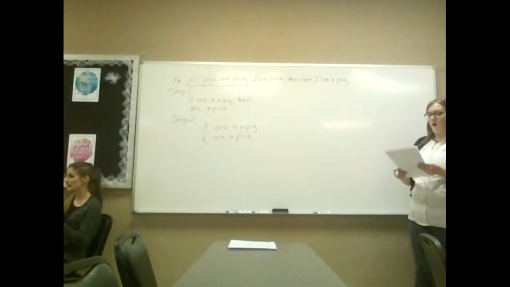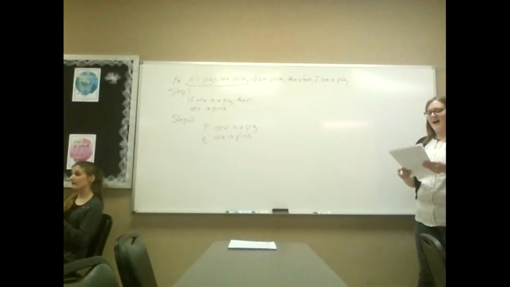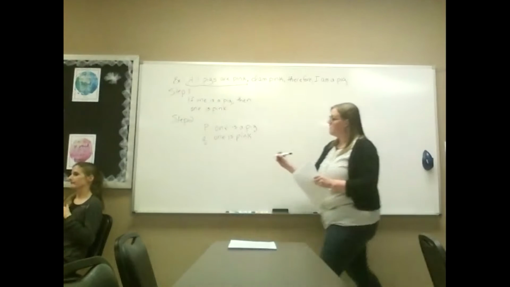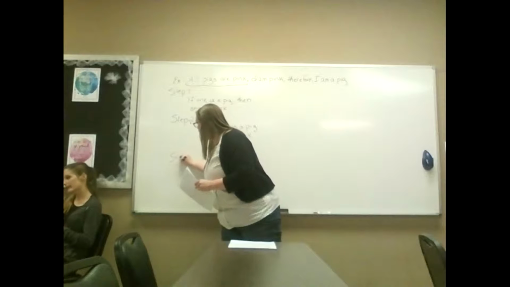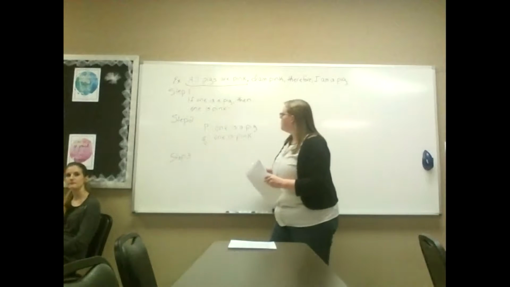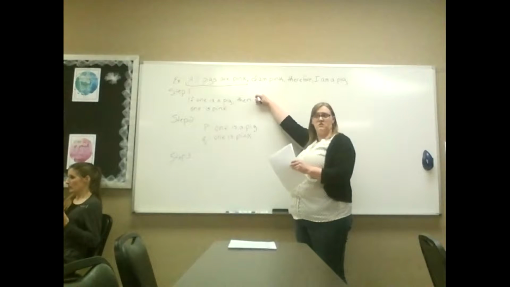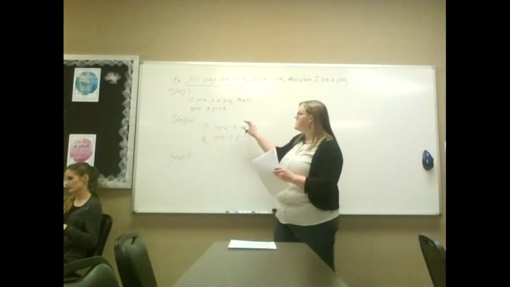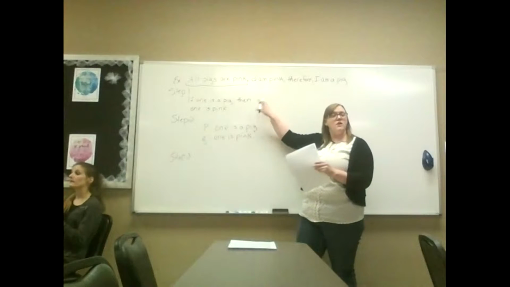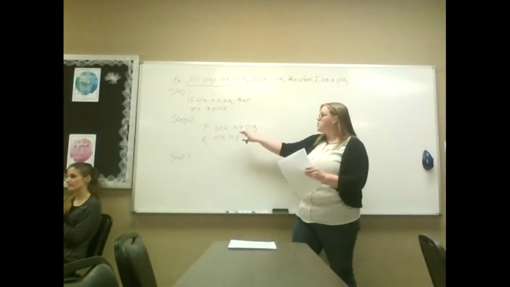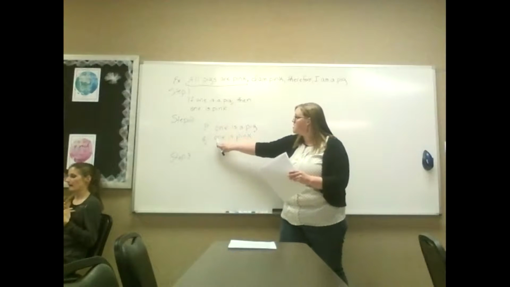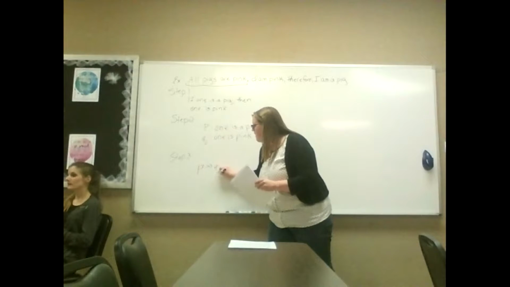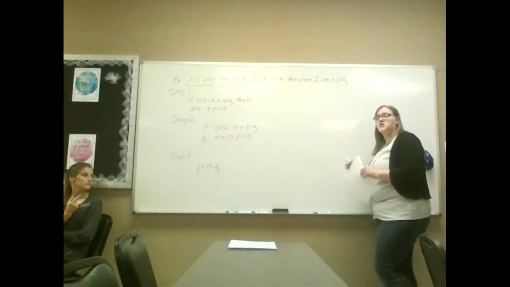Step 3 is write the if-then solid fact statement using the variables decided upon in step 2. All right, so step 3, we want to rewrite this conditional using these variables. All right, so since this is an if-then statement, we know it's going to use the arrow, right? So we have P implies Q. So step 3 looks like that. P implies Q.